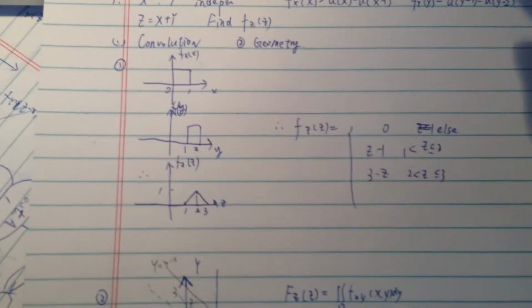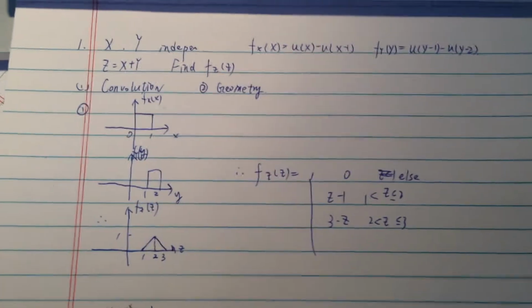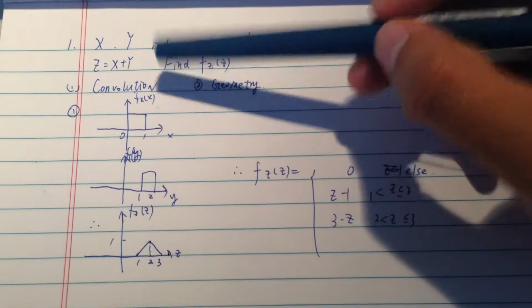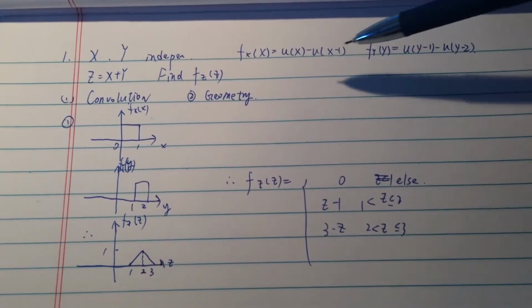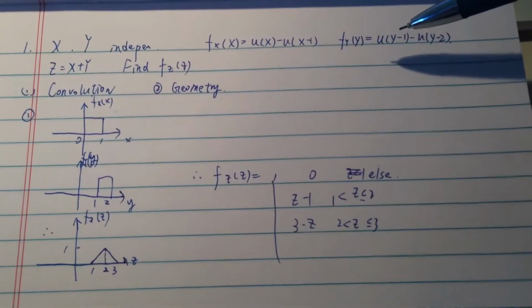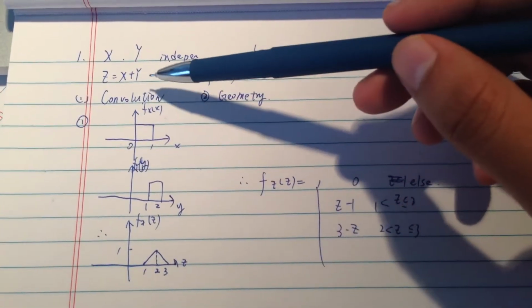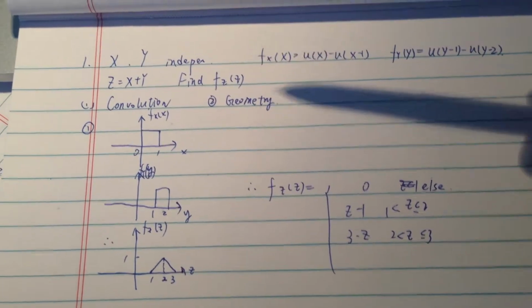And this week, we have learned the convolution method to figure out the PDF function. In this question, we have X and Y independent, and X and Y are both step functions. X is from 0 to 1, and Y is from 1 to 2. And we have Z equal to X plus Y, and we need to find the PDF of Z.